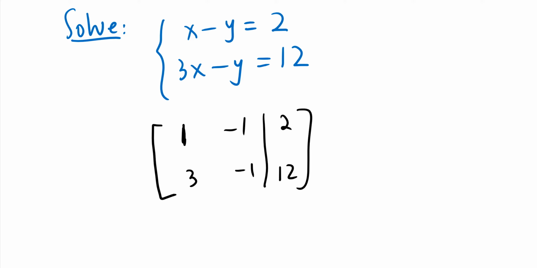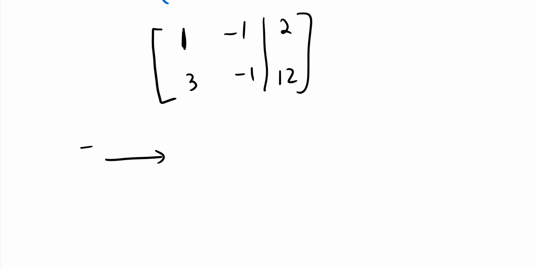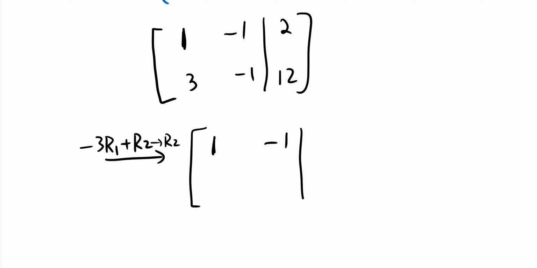It doesn't matter how you read it. Luckily enough, this number here is 1. So I'm going to take that number 1, multiplied by negative 3, and add it to row 2. So the result will be in row 2. 1, negative 1, 2. Multiply the first one by negative 3. So negative 3 by 1, negative 3. Add it to the 3 right below, that's a 0.